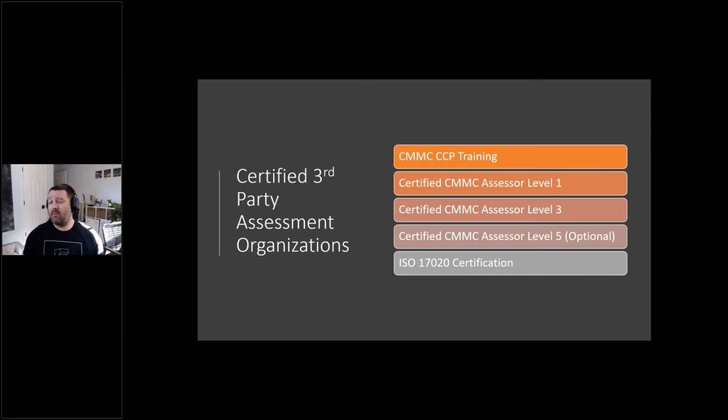Then, in order to become a C3PAO and go out and do these assessments, you're going to need to get a CMMC Assessor Level 1 and an Assessor Level 3 certification. That will likely all be the same person. These certifications stack. You get CCP first, then CA1, and then CA3, and then CA5 if that's something that you're interested in. With CA5, you could assess any organization.